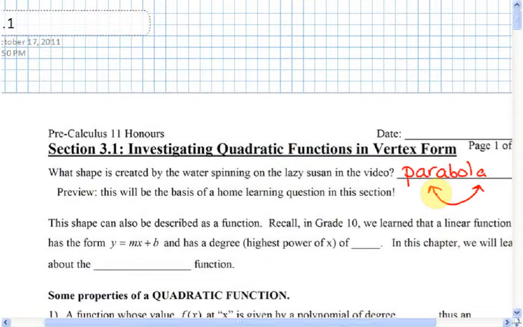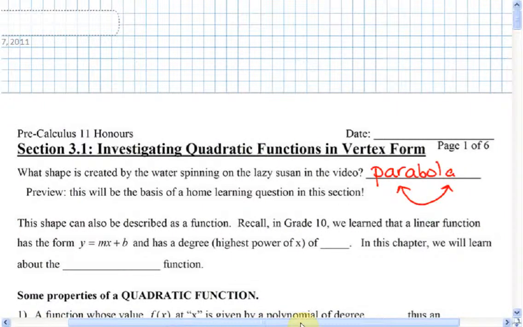Now, ladies and gentlemen, this shape can also be described as a function, or I can use a mathematical equation to do this. But before I show you the equation, remember back in grade 10 when we learned that a linear function had this equation? We had a graph of the line, and it was represented by this equation. This has a degree, or the highest power of x, equal to what number? What's the power of x in this case? 1. Good.